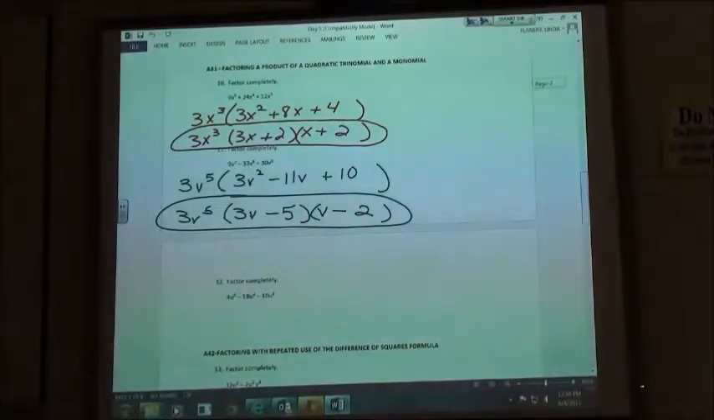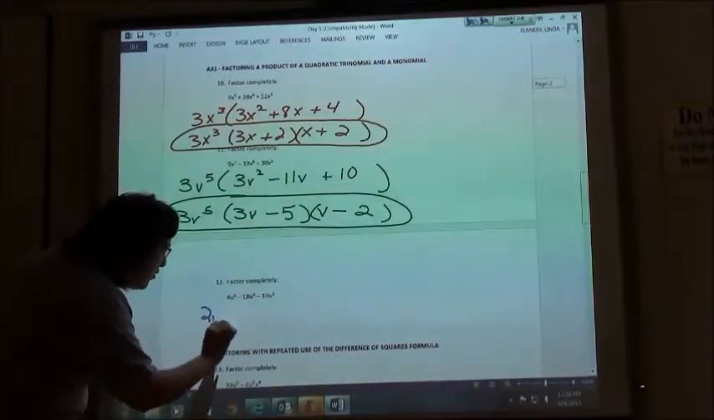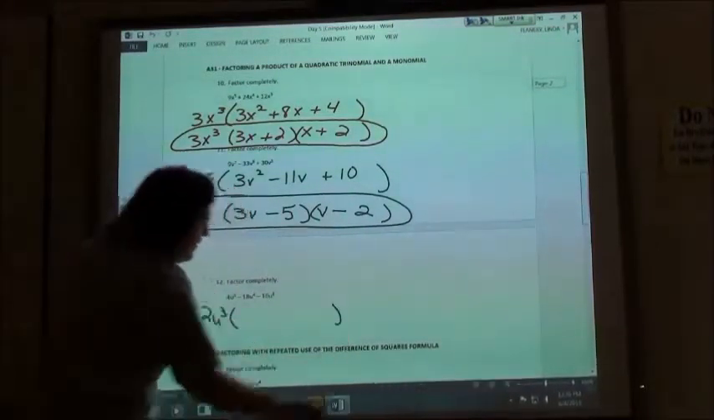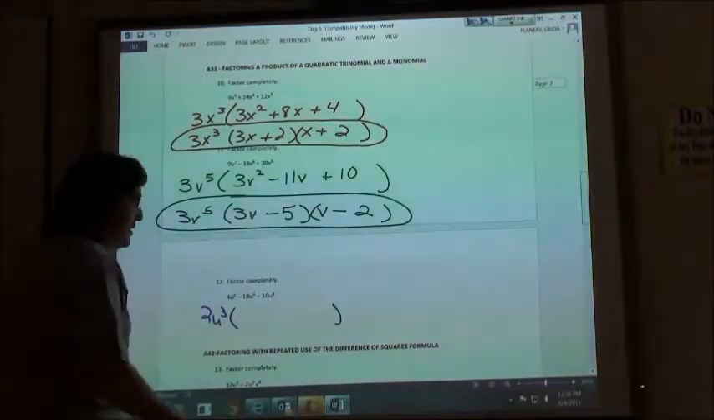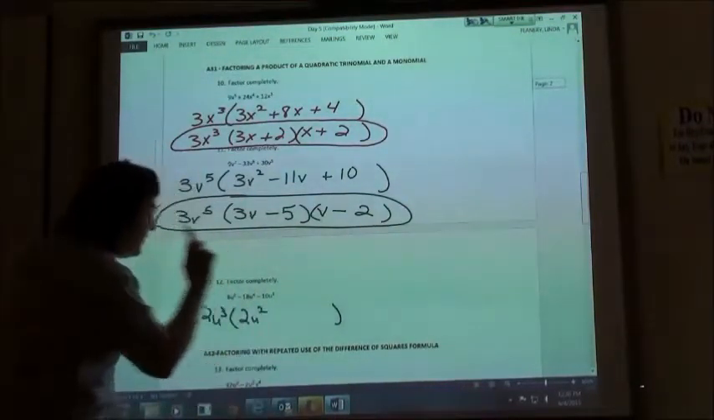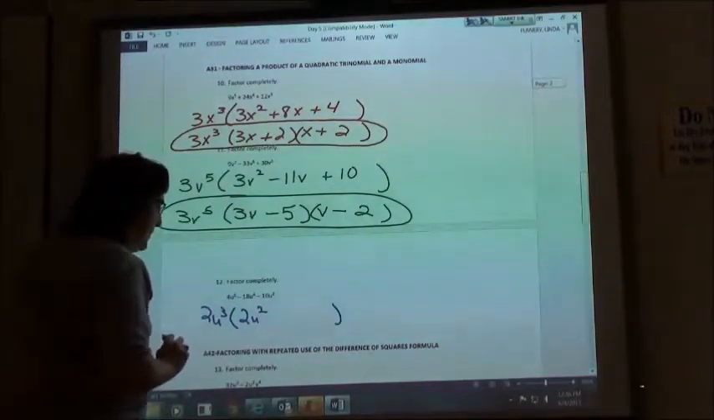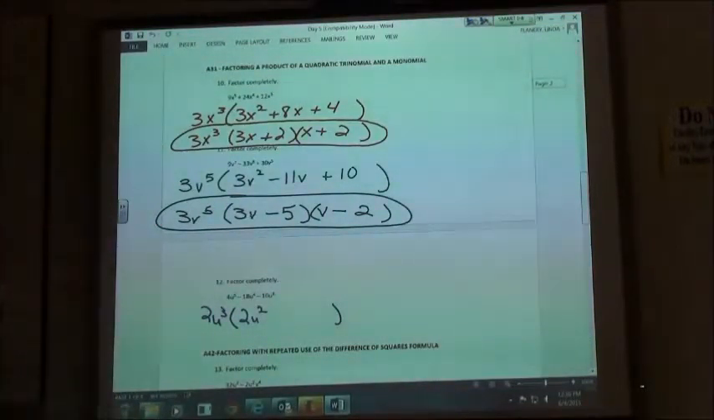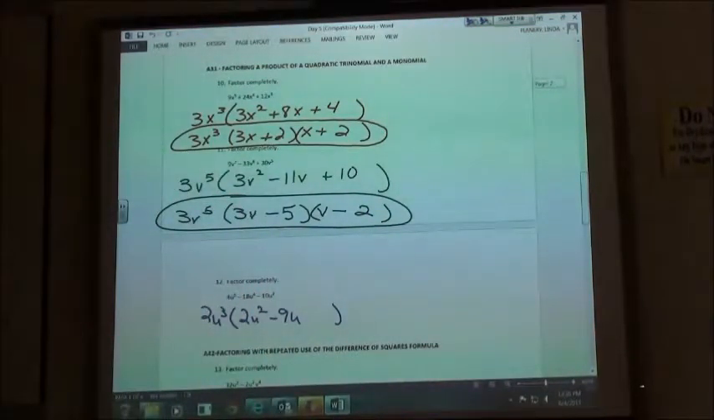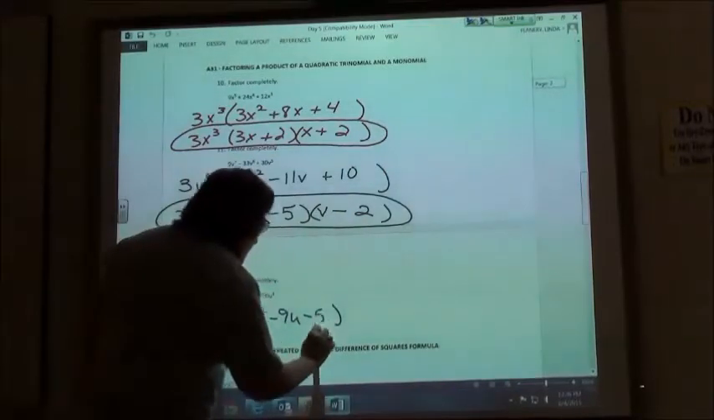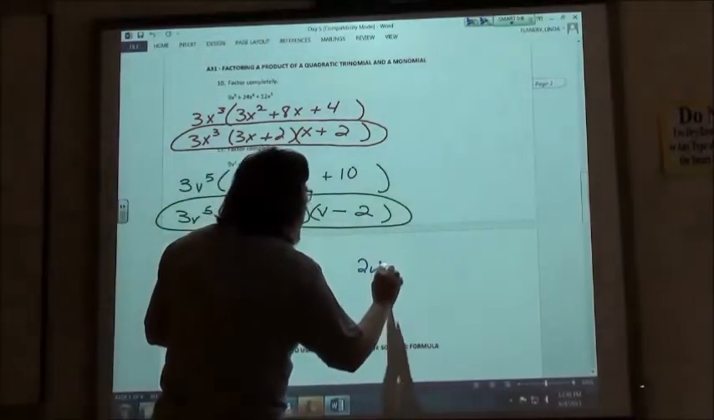And so number 12, factor completely, taking out my greatest common factor first, which would be 2u to the 3rd power, 2u cubed. If I divide that out, I'm going to be left with u squared minus 9u minus 5. I didn't leave myself enough room to write, so I'll write over here.